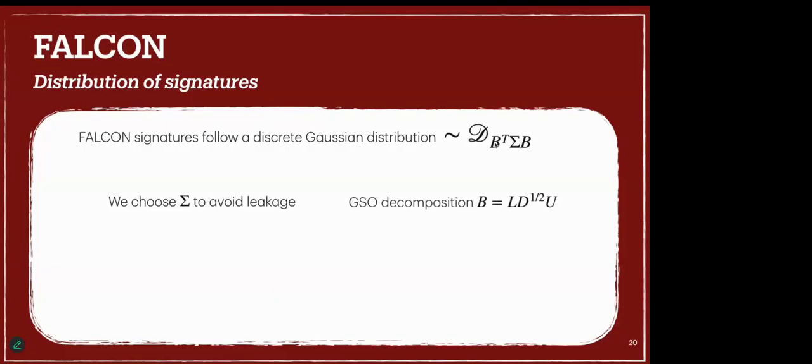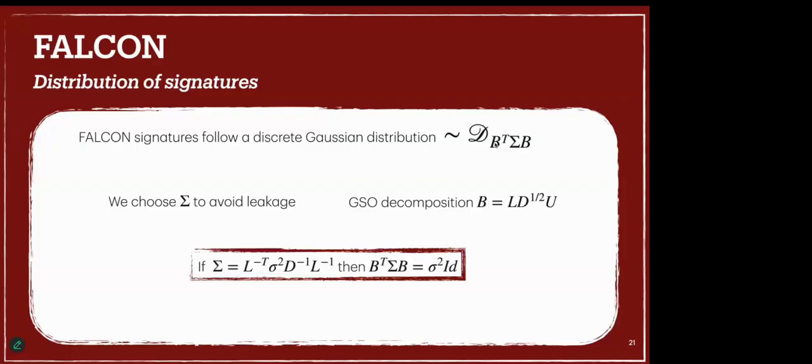So if we take the GSO decomposition of our secret basis, and if we select Σ in such a way, then the final covariance matrix is going to be little σ² times the identity, where little σ is a parameter that we can choose. We have to choose it in order to be able to sample the final Gaussians. And it is independent of the basis B, which means that we will avoid the leakage of the previous attack.